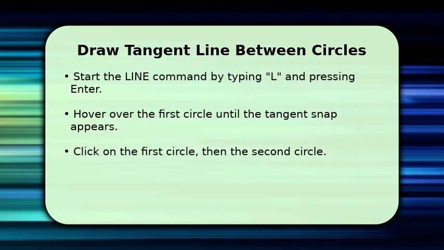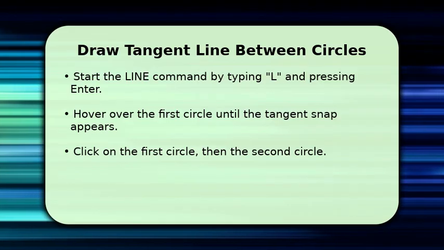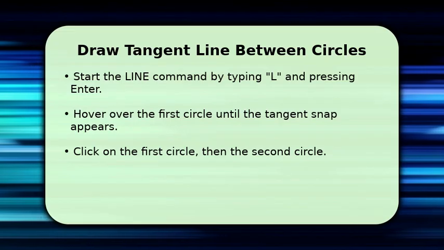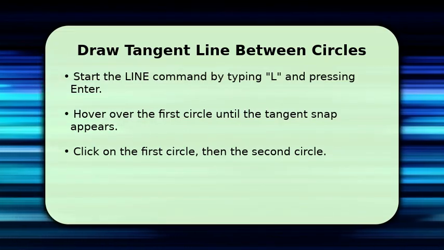Now, let's draw the tangent line. Begin by typing L into the command line and pressing Enter to activate the line command. Next, move your cursor over the first circle. You'll see the green tangent snap icon appear. Click on the circle when this icon is visible. Then, repeat this process for the second circle, clicking when the tangent snap appears there. Press Enter to finish the command.